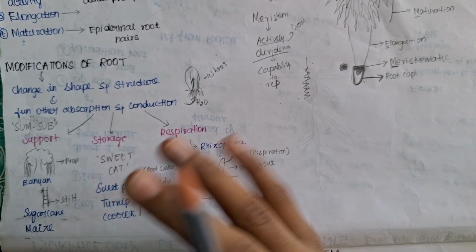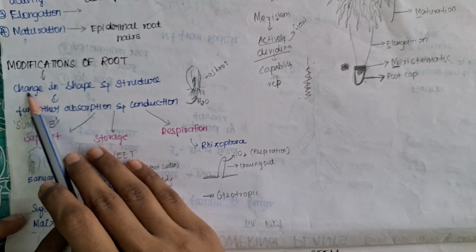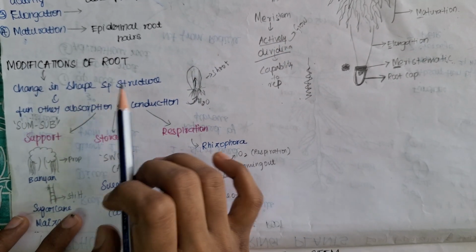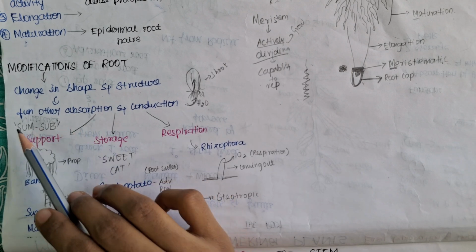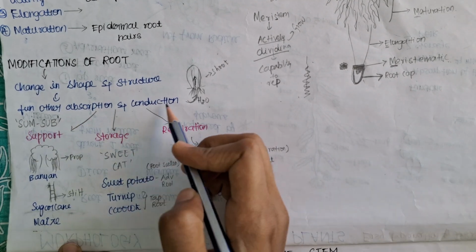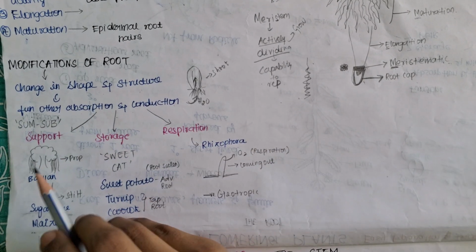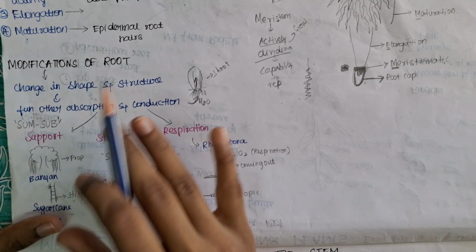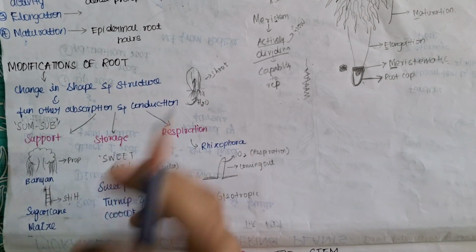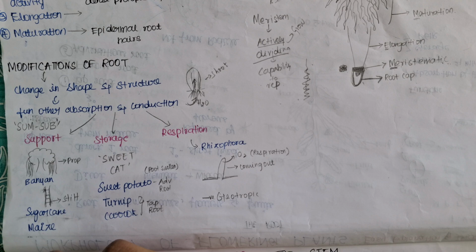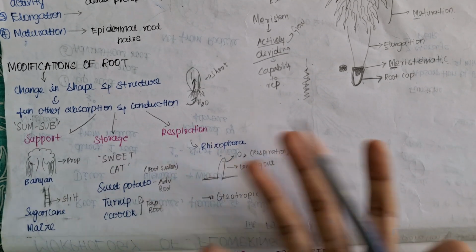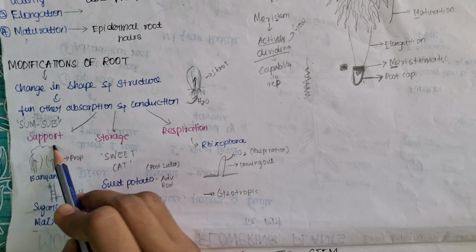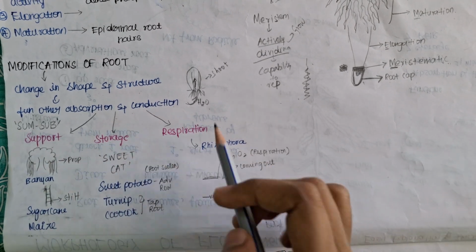But in the case of some plants, there will be some changes happening in the shape and structure. This change will do a function other than absorption and conduction. You have to clearly understand what modification means. Now we are clear, right? The root will be modified to do some function other than absorption and conduction. Now let's see what these functions are. There are three types given in NCERT: firstly, support, storage and respiration.